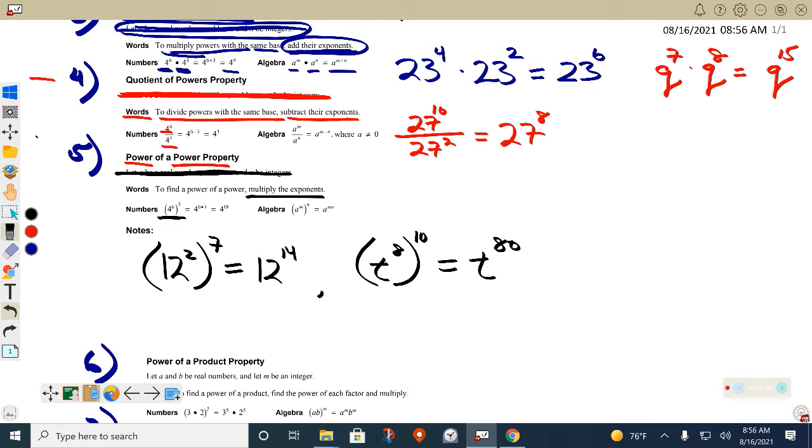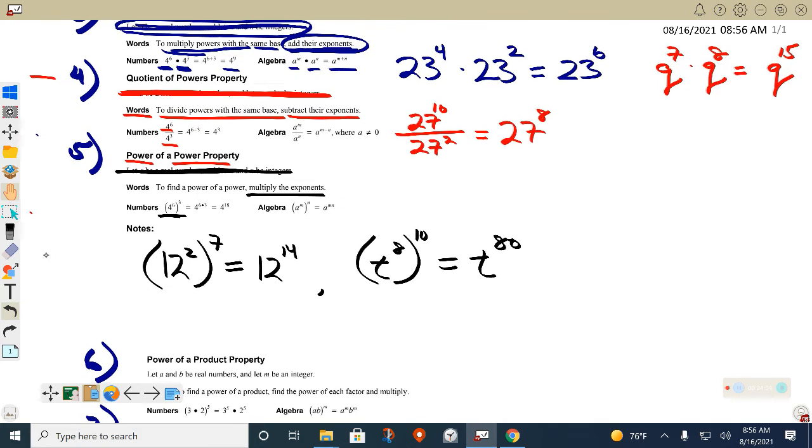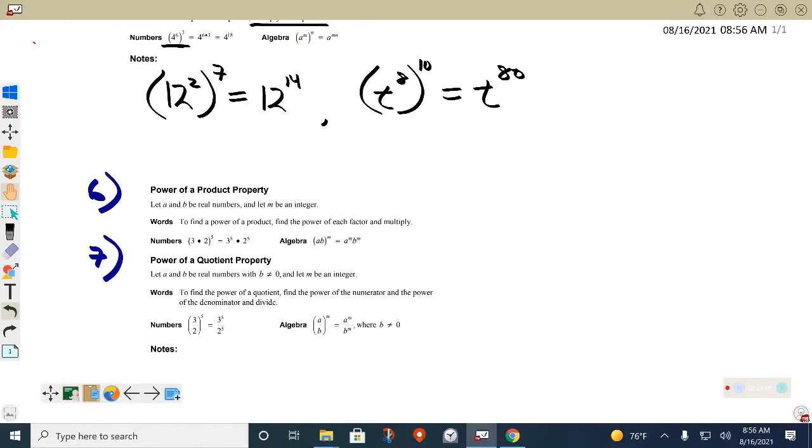Last 2 rules. You guys are doing good. And tomorrow we're going to dig into some examples of how to use all of them when we're trying to simplify an algebraic expression. It's going to get crazy tomorrow.